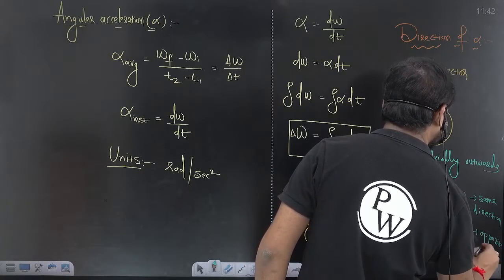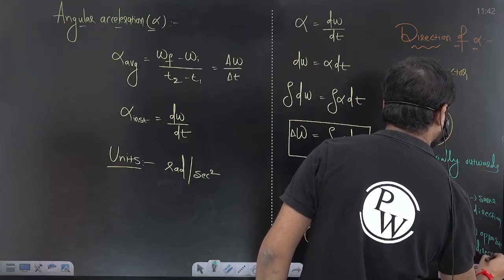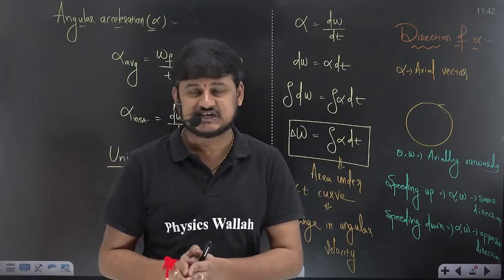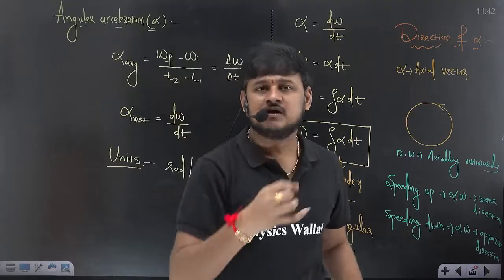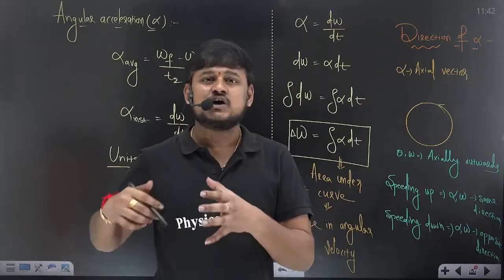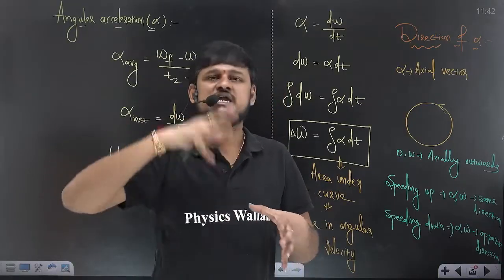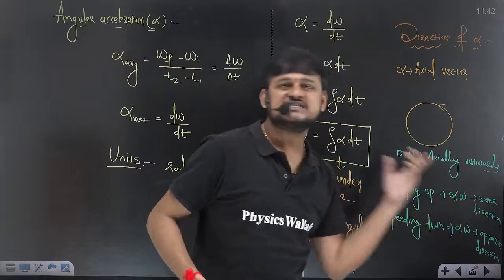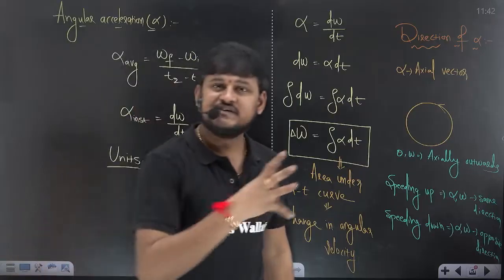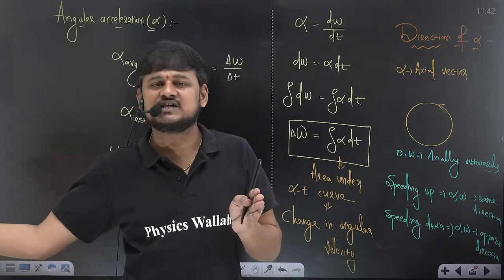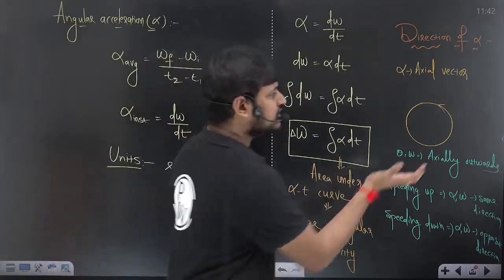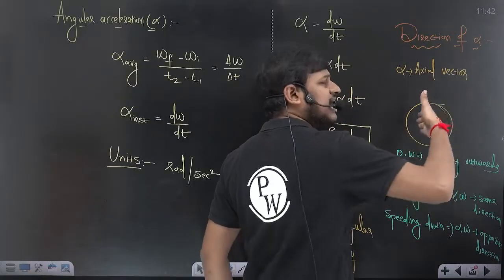Just compare it with velocity and acceleration. If the body is speeding up, the velocity and acceleration will be in the same direction. In a similar manner, if the body is rotating faster, then alpha and omega will be in the same direction. If the body is speeding down, velocity will be in one direction and acceleration in another direction, which we call retardation, right? The same thing here: if the body is speeding down, omega is outward, so alpha will be inwards.